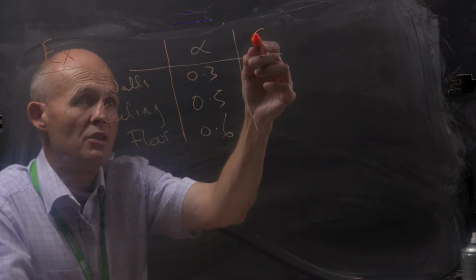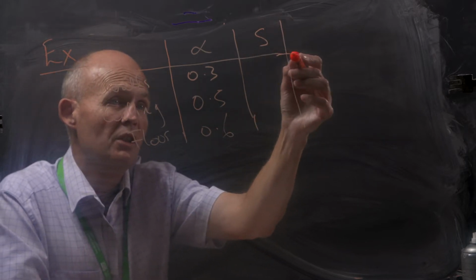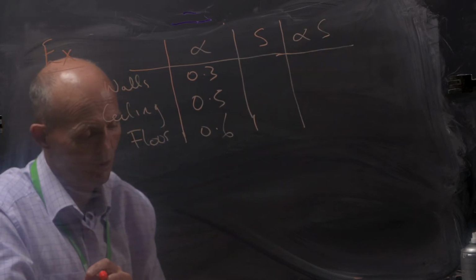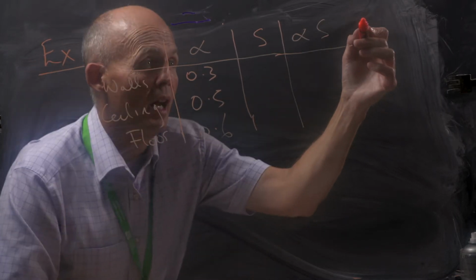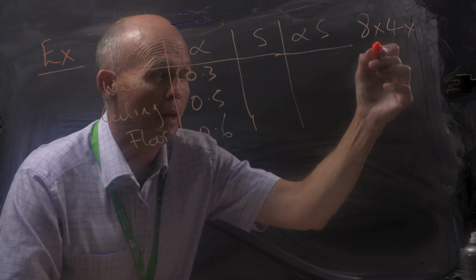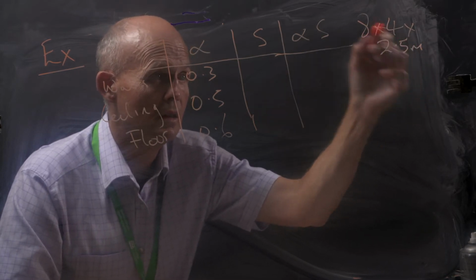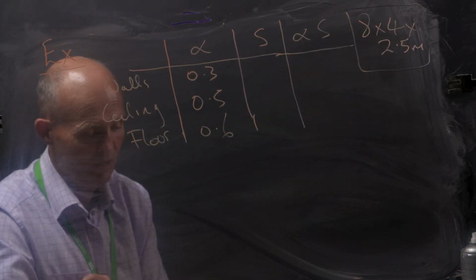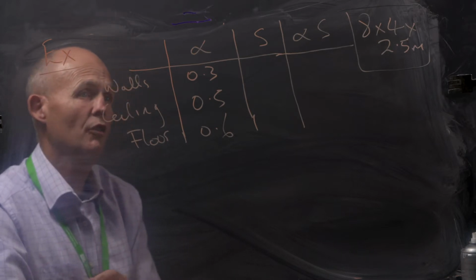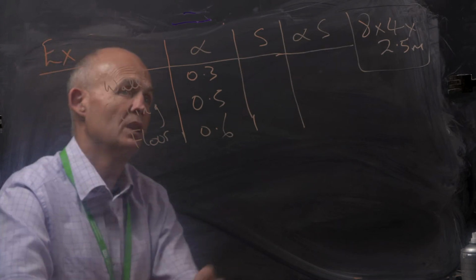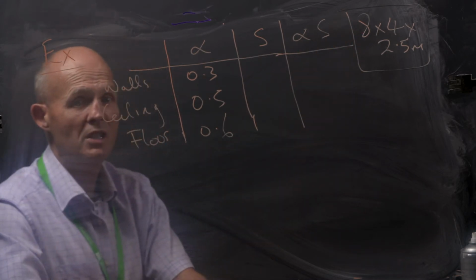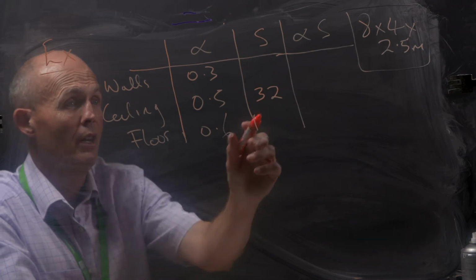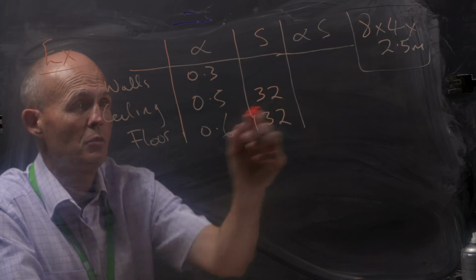This other column here is the surface area, which I shall leave blank. And this other column here is the product of alpha times S. So let's suppose the space that we've got measures 8 by 4 by 2.5 meters. So that's the actual dimensions of the space. Let's work out the corresponding surface areas. 8 by 4 means that the ceiling surface area is simply 8 times 4, which is 32 meters squared. The floor area will be identical to the ceiling at 32 meters squared.